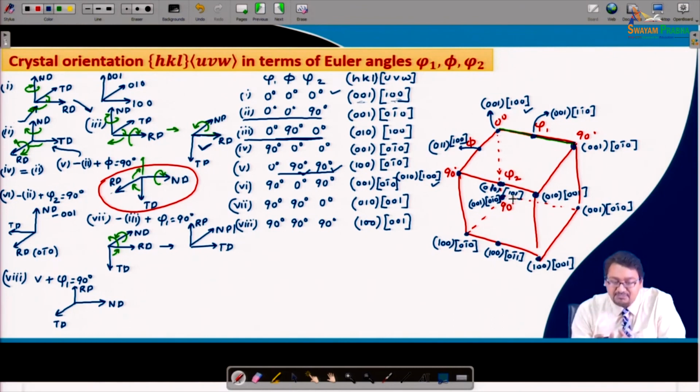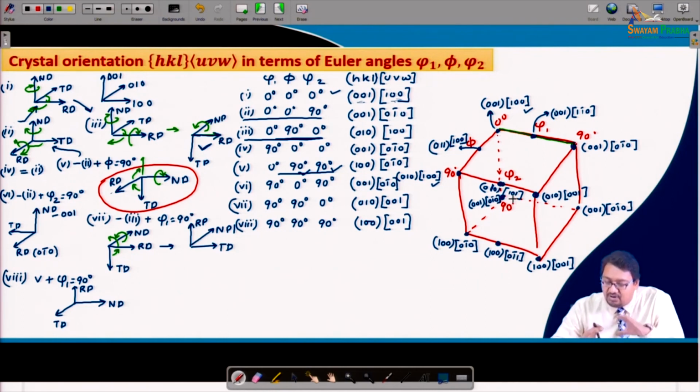In order to trace back the HKL UVW plane, we have to rotate the specimen axis by first phi 2 opposite to the right hand thumb rule, and then by phi, and then by phi 1 following the opposite rule. That is, we have to rotate using the opposite of the right hand thumb rule, that is the left hand thumb rule basically, so as to trace back the HKL UVW of the crystal.